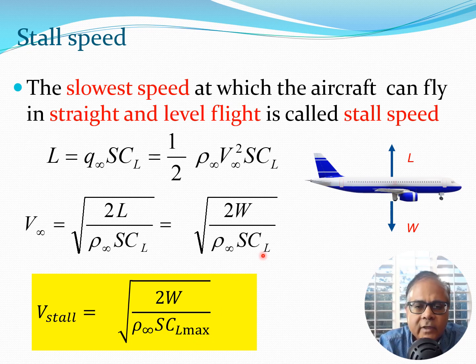Now, think about it a little bit. What is the maximum value of CL you can get? Now, we know from our previous knowledge that this is going to be CL max. So if I substitute CL max, I get the lowest possible speed here because remember CL goes up to a certain value and the maximum value is going to be CL max, and that is going to correspond to the minimum speed of the aircraft at which it can fly. So that is V stall. So V stall is root of 2W by rho infinity S CL max.